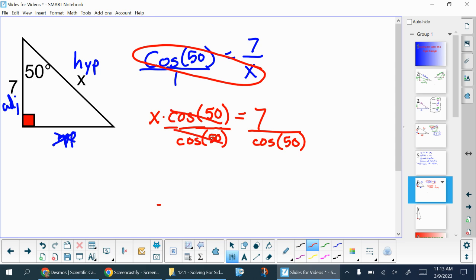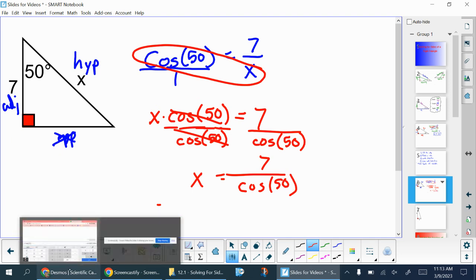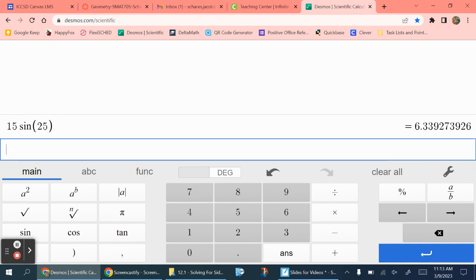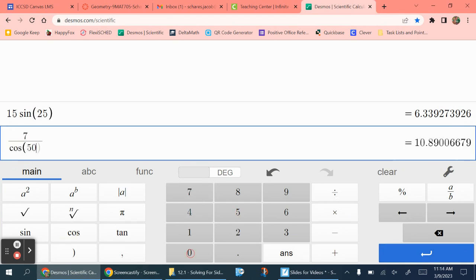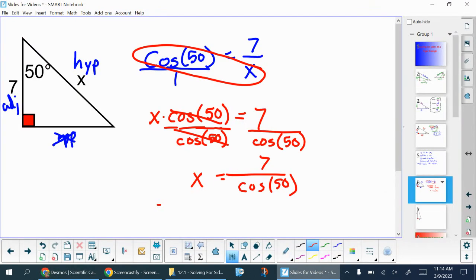So cosine of 50 divided by cosine of 50 goes away. Now I have the equation x equals 7 divided by cosine of 50. And now I can type that into my calculator. So I'll go ahead and just type 7 divided by cosine of 50. We can see it is 10.9 when we round.